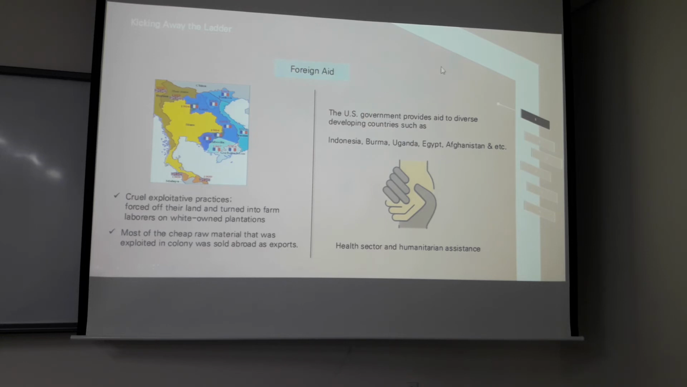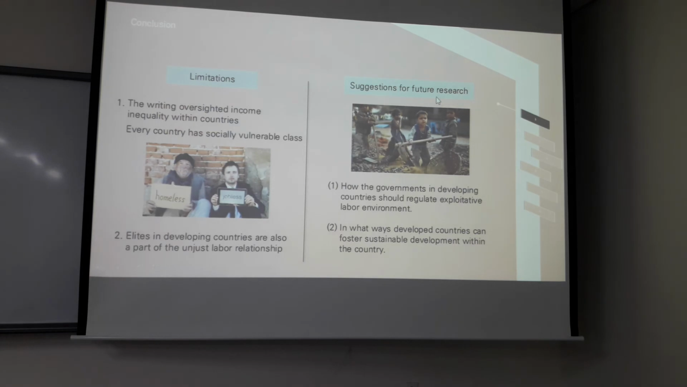And fourth is foreign aid. There have been cruel exploitative practices in the past, such as people being forced off their land and turned into farm laborers on white-owned plantations in developing countries. And most of the cheap raw materials that were exploited in the colonies were sold abroad as exports. So to compensate for that, the US government provides aid to diverse developing countries such as Indonesia, Burma, Uganda, and so on. And the aid was mostly in the health sector and humanitarian assistance.